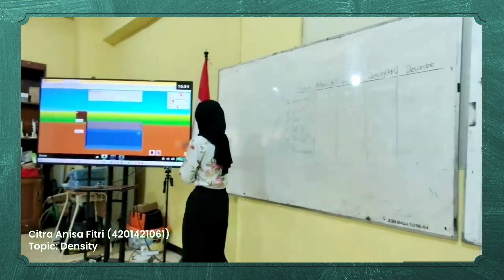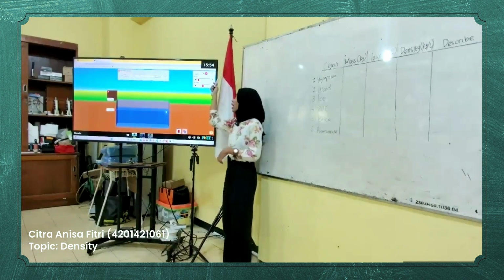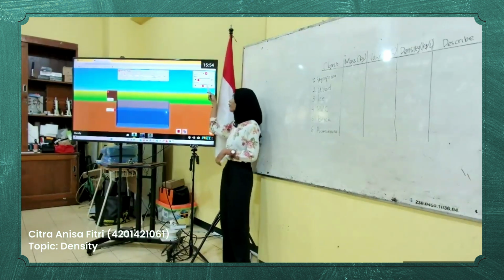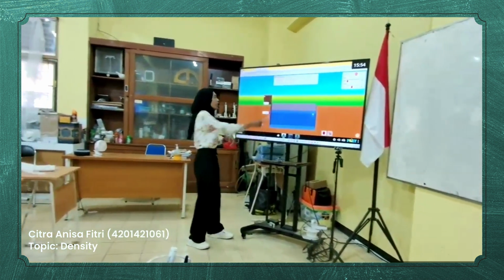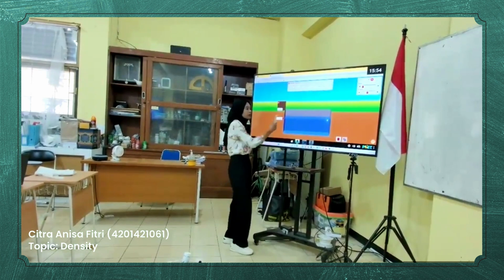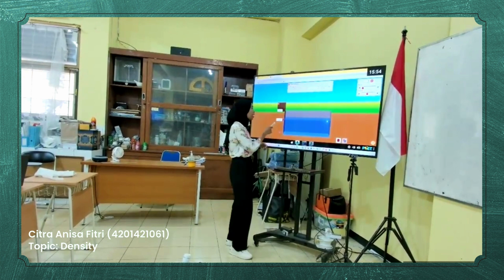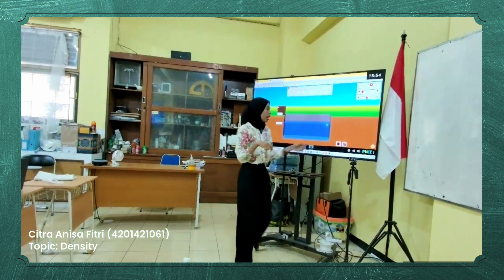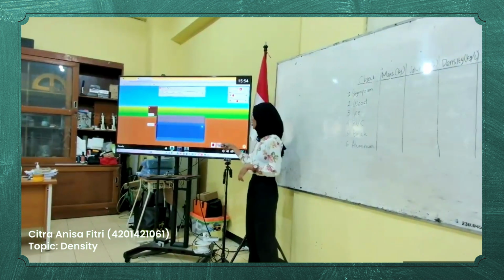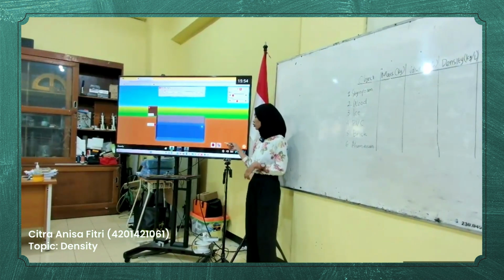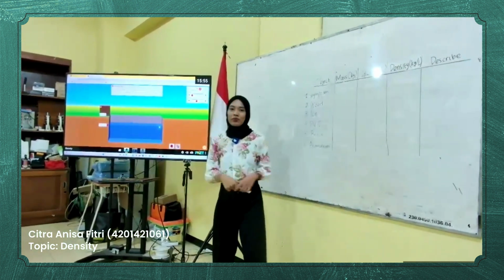Next, this box contains the object type, the value of mass, and the value of volume. Okay, now look at this. There is a box and there is water that has a volume of 100 liters. And in this side, there are two choices, for 1 cube and for 2 cubes. But this time, we will learn for 1 cube.